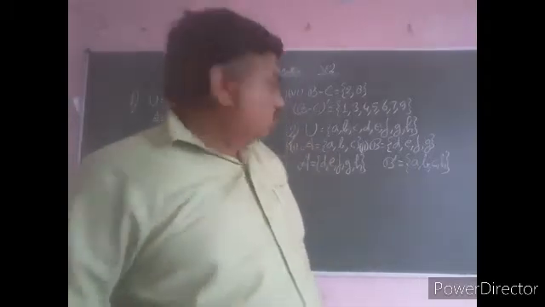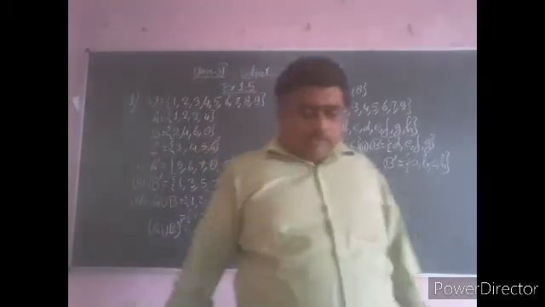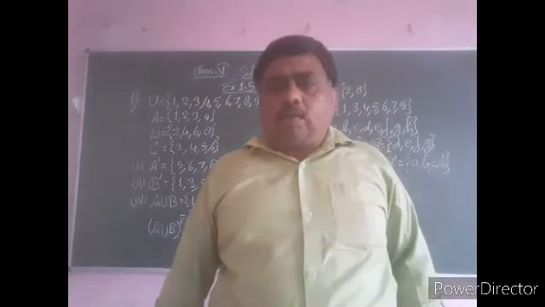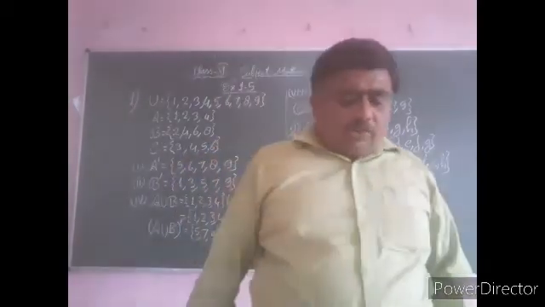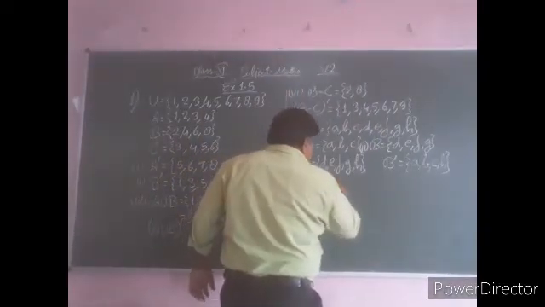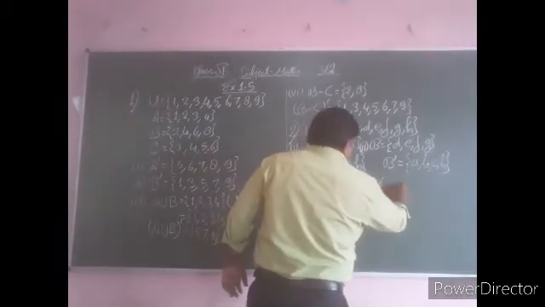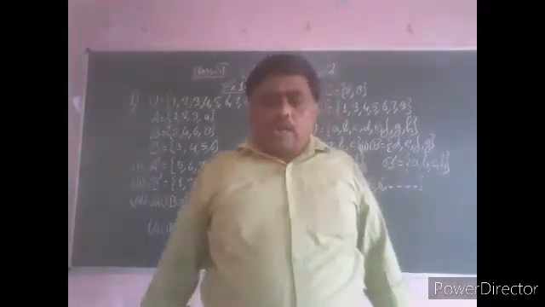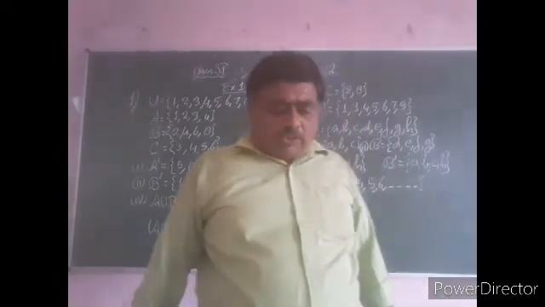Now question number 3. Taking the set of natural numbers as the universal set, that is U is equal to {1, 2, 3, 4, 5, 6 and so on}. This is the set of natural numbers. So write down the complements of the following sets.